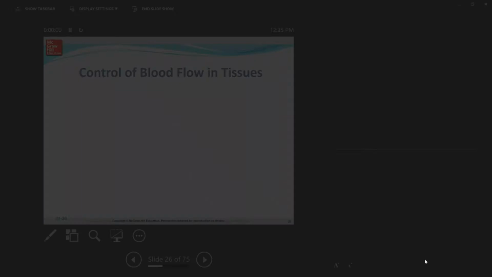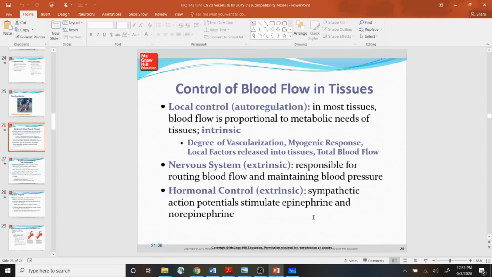With most of our control features, control of blood flow in tissues comes down to local control, which is intrinsic control. The tissues can auto-regulate what they need at their specific time of need based on their metabolic needs. Do we need more oxygen because I'm more metabolically active and need to make more ATP, or I'm not as metabolically active and don't need as much? The tissue itself can auto-regulate what it needs.